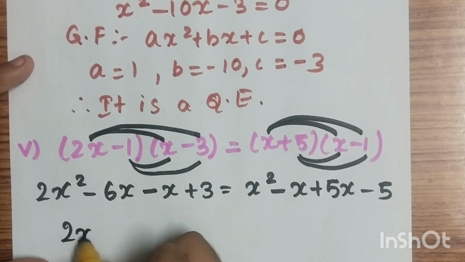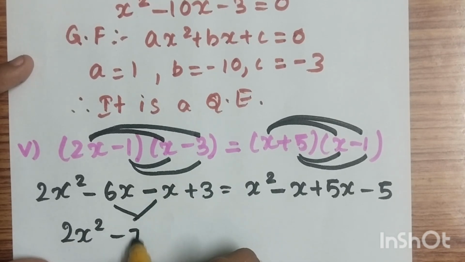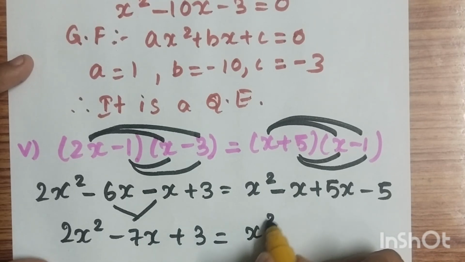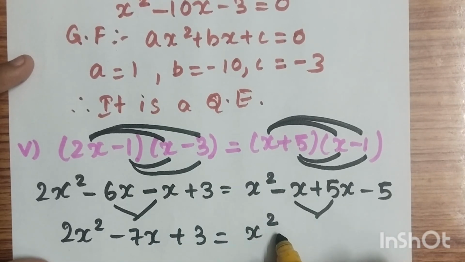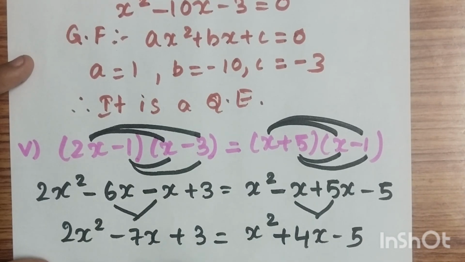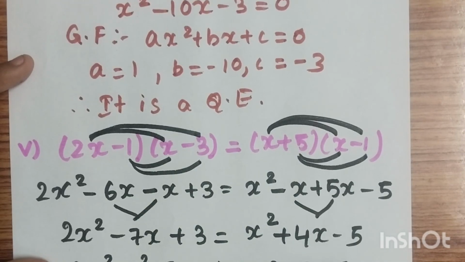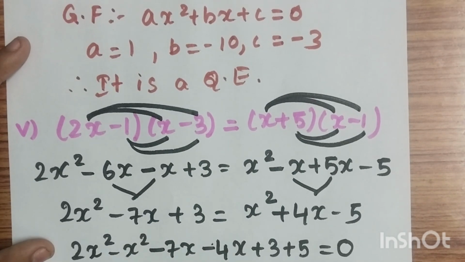So 2x square, simplify this, so minus 7x plus 3, and then x square, simplify this, so we'll be getting plus 4x minus 5. So shift all the terms to LHS, so 2x square minus x square minus 7x minus 4x plus 3 plus 5 is equal to 0. So if I simplify, I'll get x square minus 11x plus 8 is equal to 0.